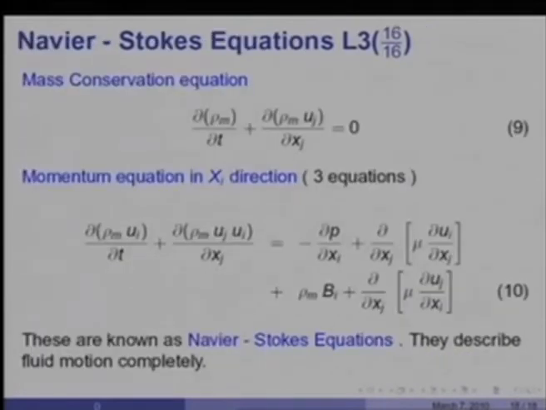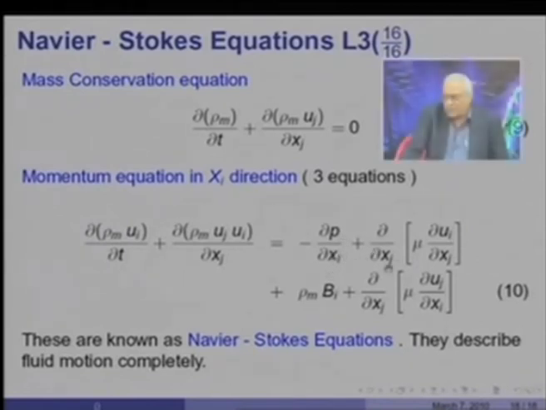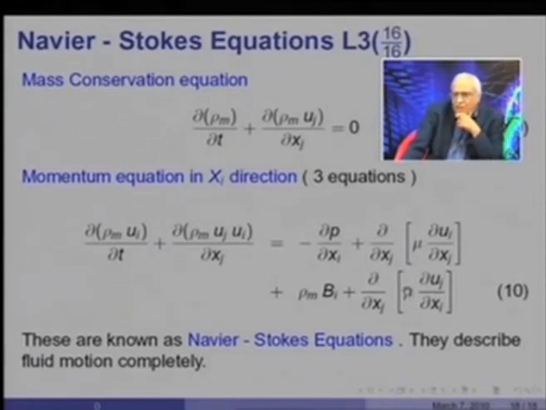As you will see, our equations will now read d rho_m by dt plus d rho_m uj by dxj, and the 3 momentum equations would read in this fashion: d rho_m ui by dt, plus d rho_m uj ui by dxj, equal to minus dp by dxi plus d by dxj of mu dui by dxj plus rho_m bi, which are the body forces, and this is the remaining part of the stress, the Stokes stress. So, these equations written in this form are known as Navier-Stokes equations.